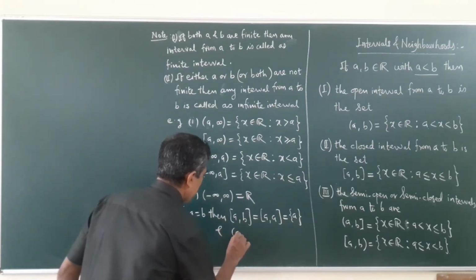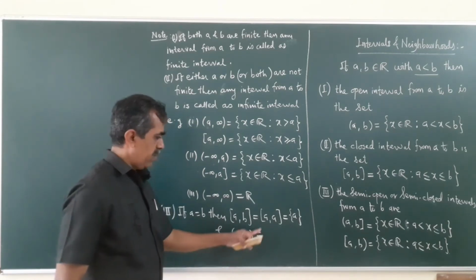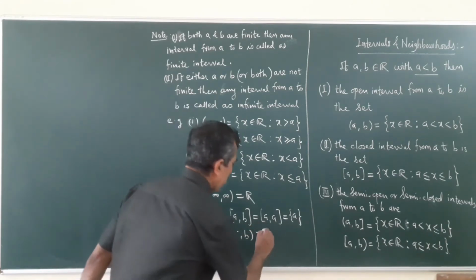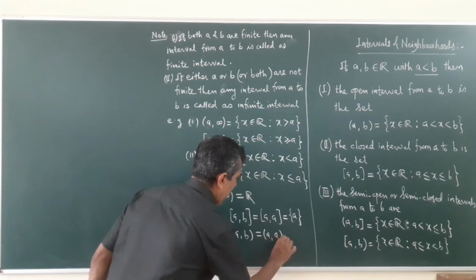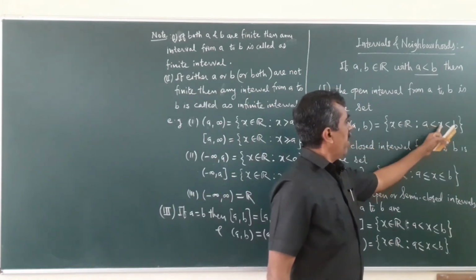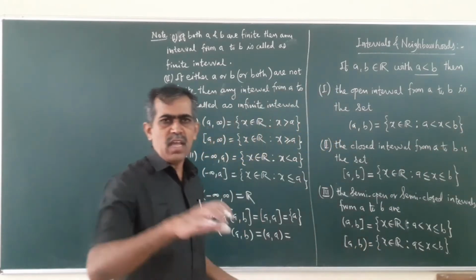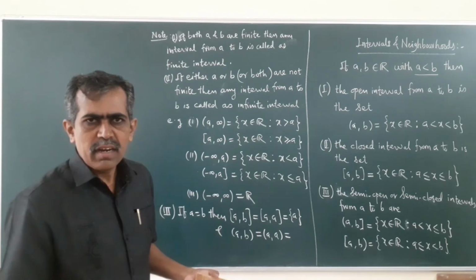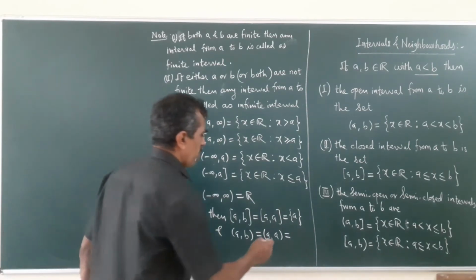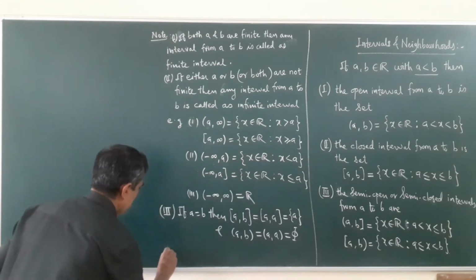And what about the open interval (A, B)? That is the open interval (A, A), so x greater than A and less than A. Do you find any number which is greater than A and less than A at the same time? You cannot find one. So this is the empty set.